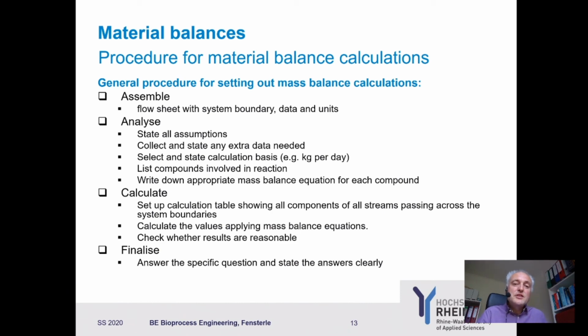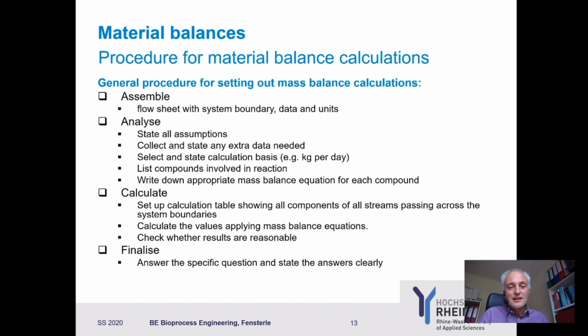So how is the procedure to set up a mass balance calculation? First of all, you just assemble everything that you need for your calculation. So you assemble and you generate your flow sheet. If you want to do it with system boundaries and so on, you state data and units. So you say, I always work with kilograms and so on. So you bring everything to the same unit. And then you analyze, you state your assumptions, you collect and state extra data needed. For example, you might need densities or whatsoever. Collect that in this step.